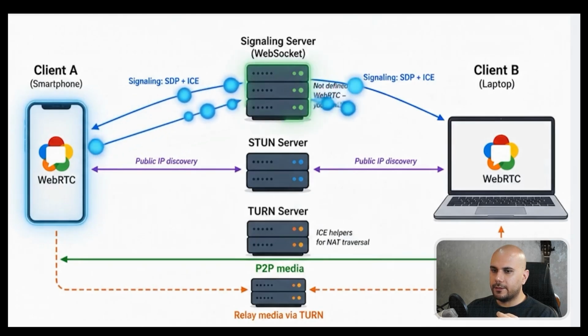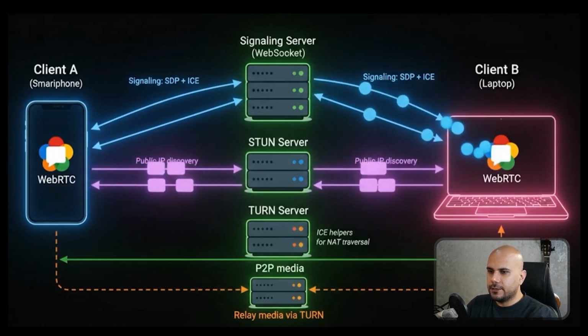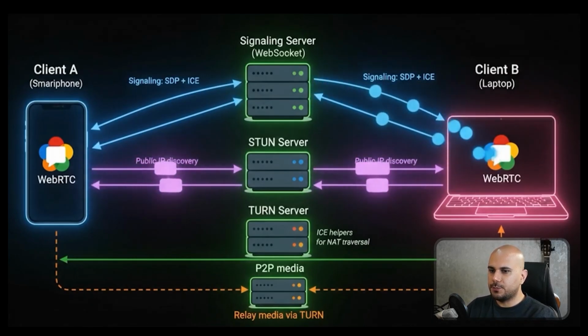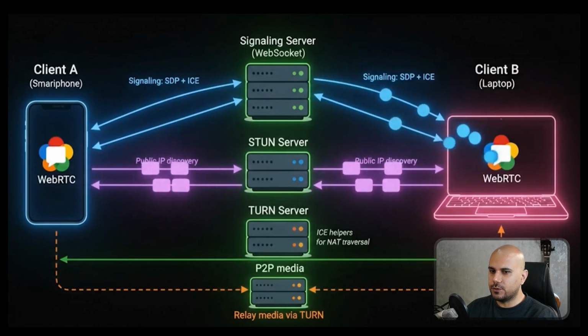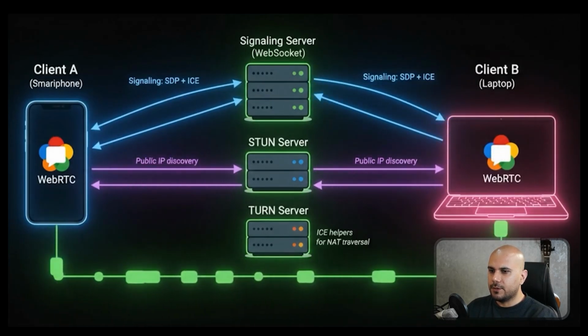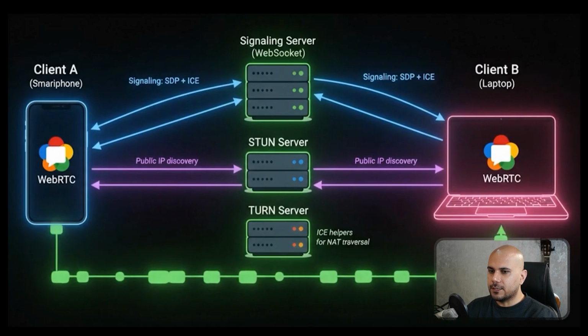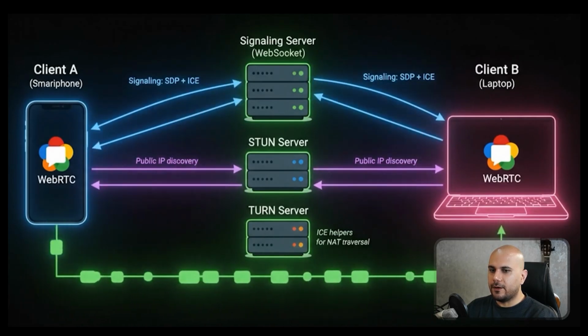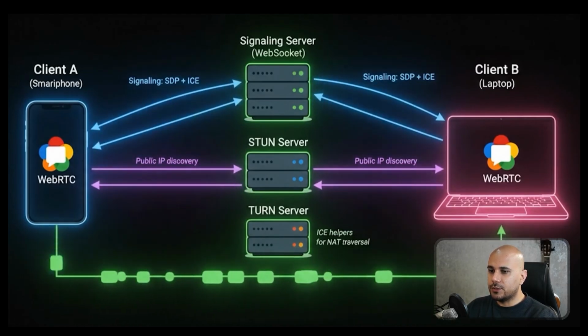The blue path that hits the signaling server is only for setup messages: offer, answer, and ICE candidates. No audio or video goes through it. The green solid line is the ideal case, a direct peer-to-peer media path between two devices. When that fails, because of NAT or firewalls, the orange dashed line shows the fallback. Media relayed through the TURN server.